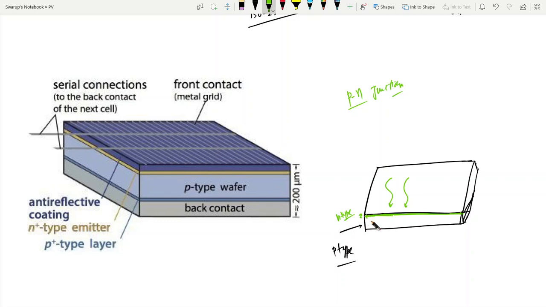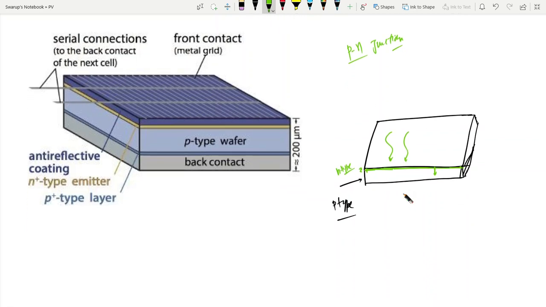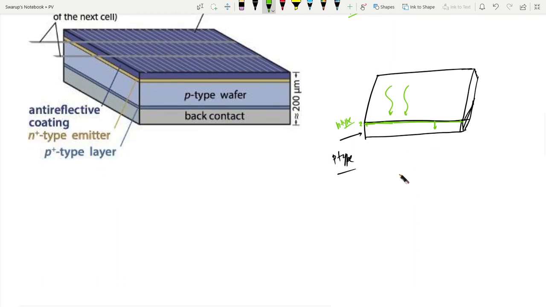That also matters, right? That is determined by the generation rate curve with thickness. The photons fall on this surface, and the generation rate is highest on the surface, and as it goes inside, the generation rate keeps dropping. From there we determine what the n-type layer thickness should be. Typically this layer thickness is roughly 0.3 micrometer.